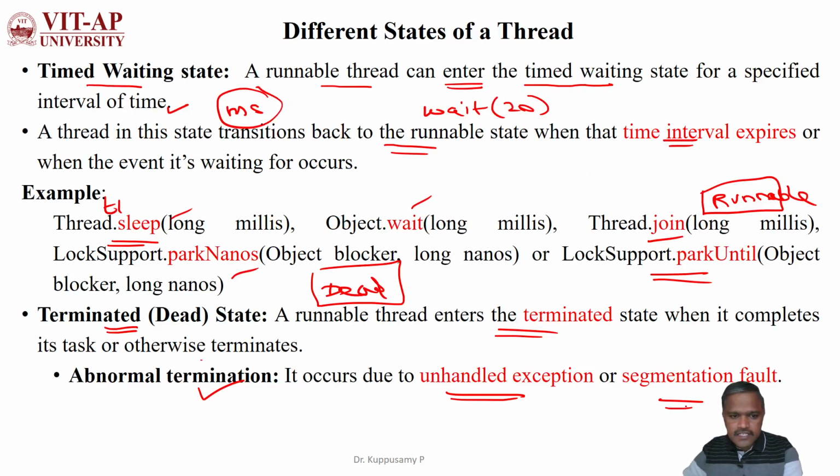So like this we can show the transition of a thread from one state to another state by using the new state, running state, runnable state, blocked state, or finally the terminated state.